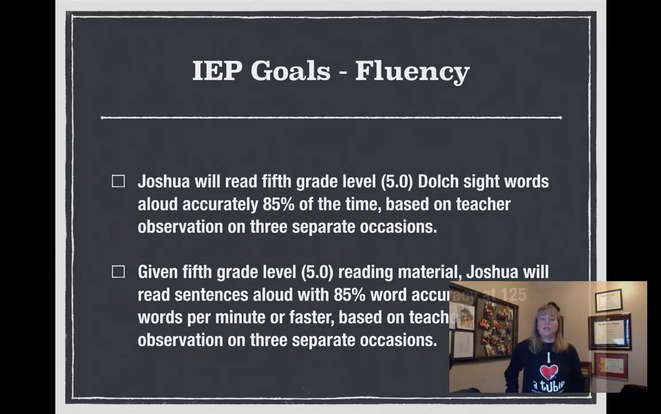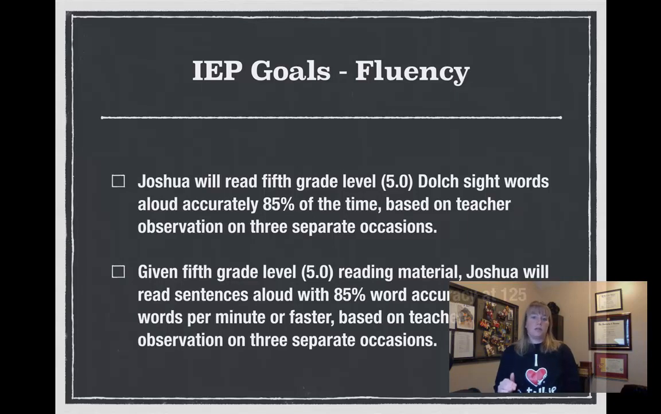Fluency is another big thing that I think we still want to focus on with these kids. If we see that they are not fluent readers, it's really beneficial to have a goal and work on fluency. So here we're working on fluency. Joshua is a 6th grader, okay? But we're going to focus on those 5th grade sight words. So we want him to read those 5th grade sight words aloud accurately 85% of the time. Again, remember I said he's in 6th grade. Okay, so we do have a 5th grade sight word list that we're targeting there.